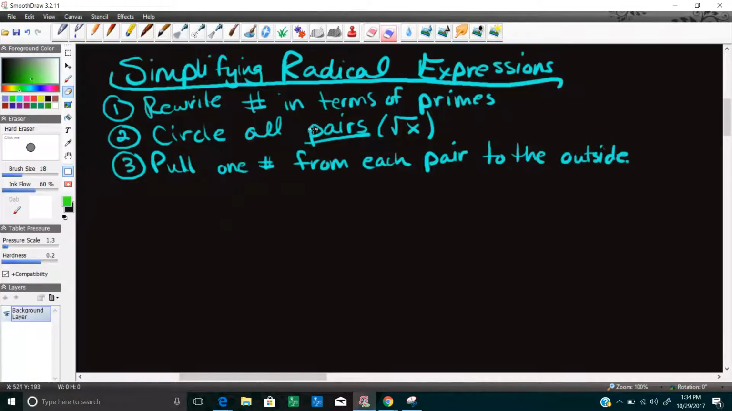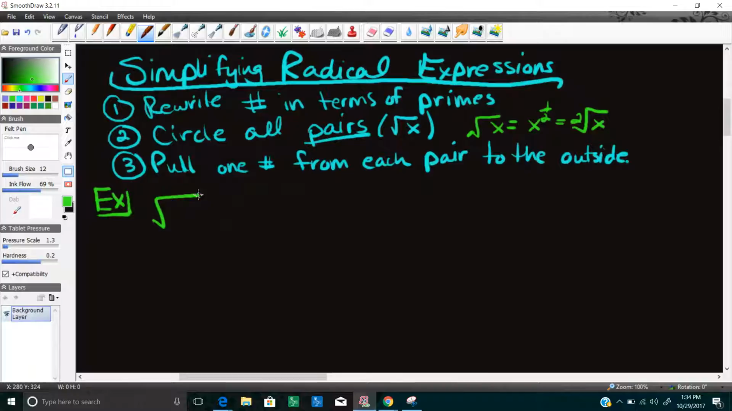Then we circle all the pairs because we're dealing with the square root of x. Just a quick reminder, you might want to write this part down: the square root of x is the same as x to the 1/2, which is also the same as taking the root of 2 from something, but we never write that 2. It's kind of like an imaginary 2 in front of the square root in that little space right here. And then finally, pull one of the numbers from each pair to the outside. This is best shown with examples.